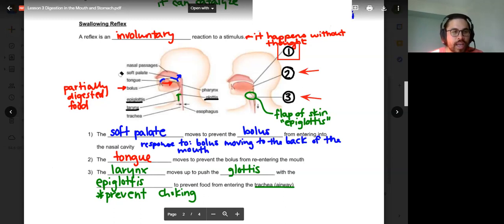Has there ever been an issue where the epiglottis wasn't pushed properly so food did go down the trachea? Yeah, that's what happens when you choke on food. If you've ever inhaled food or choked on food before, you see it in the movies where someone gets something stuck in their windpipe and they need the Heimlich maneuver. Yeah, they need to do that. So why would that happen?